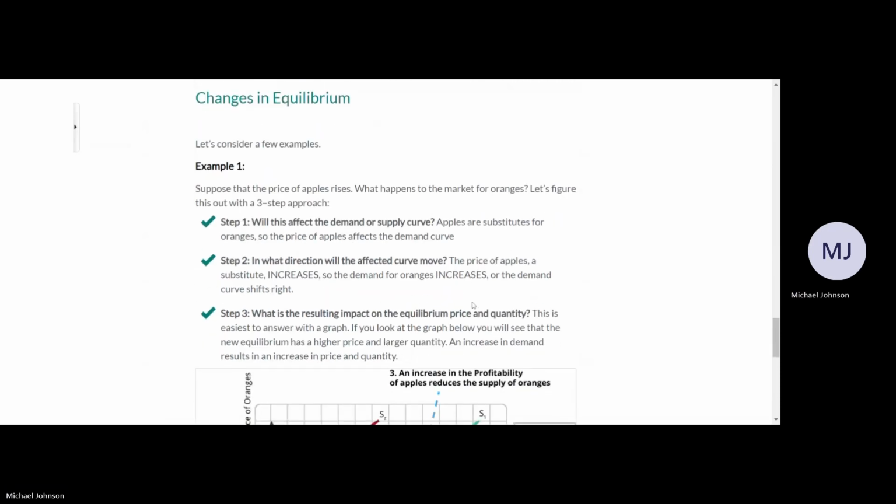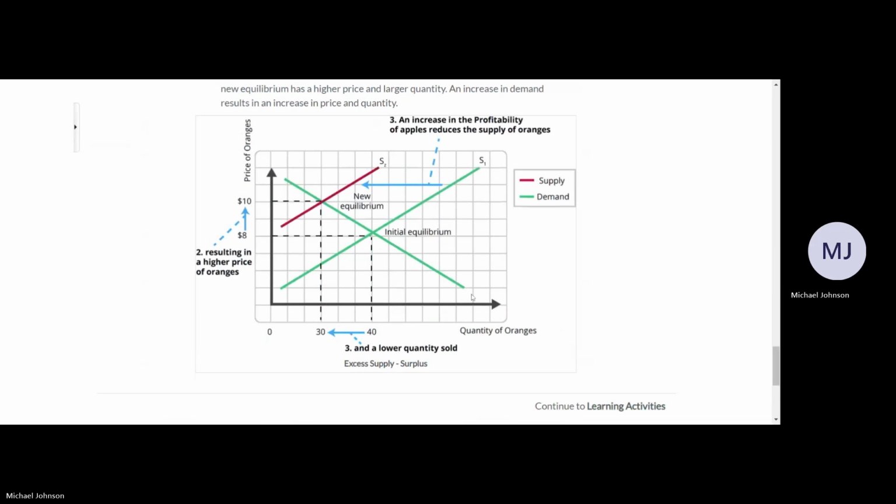So if supply decreases, the supply curve will shift left here. And then the new equilibrium will have a higher price and a lower quantity in equilibrium.